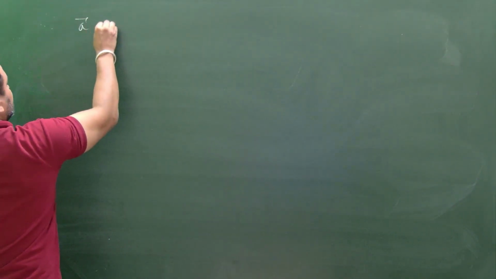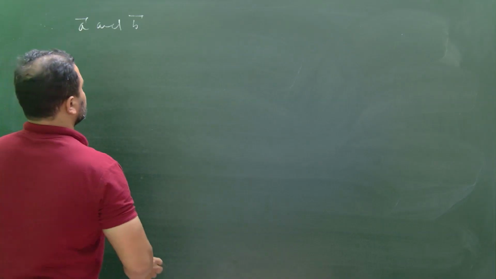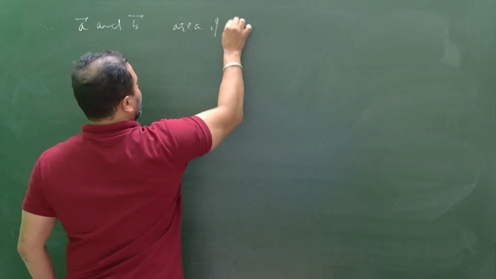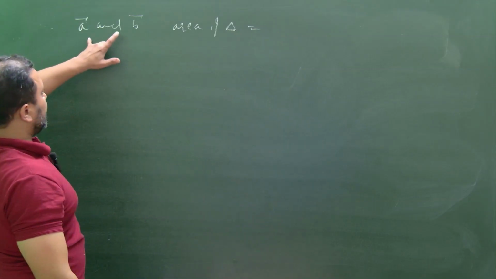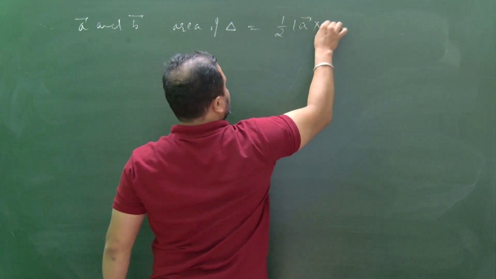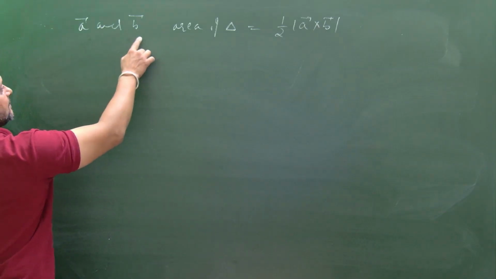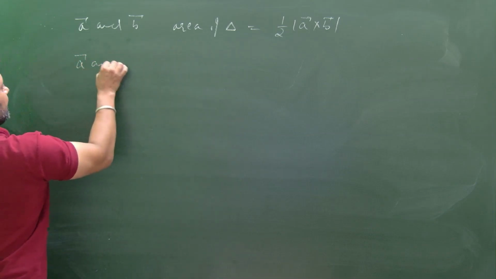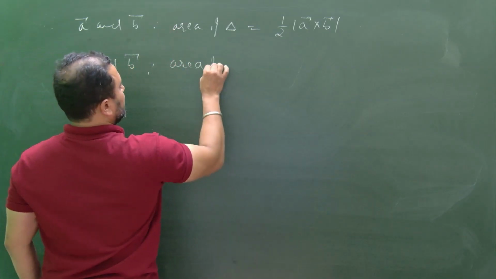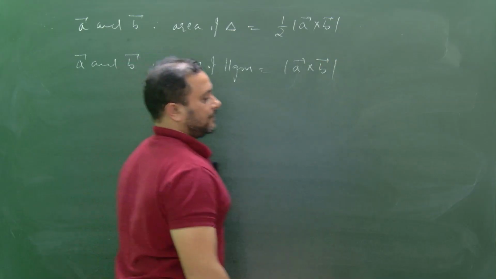If a vector and b vector are the two vectors representing the sides of a triangle, then the area of the triangle that a and b vectors make with some angle is half the modulus of the cross product of a and b. And if a and b represent the sides of a parallelogram, then the area of the parallelogram comes to simply the modulus of a cross b.